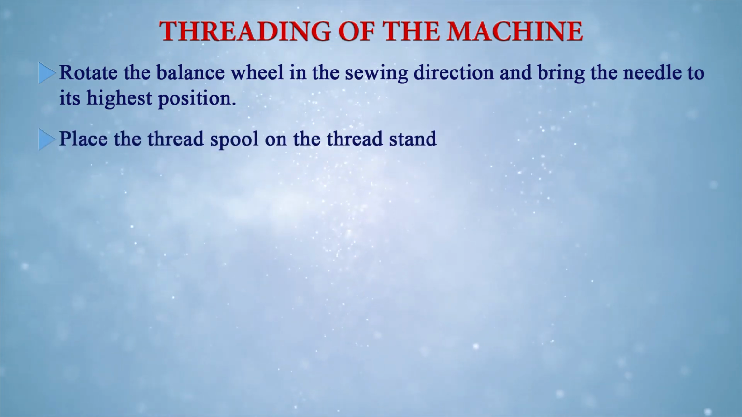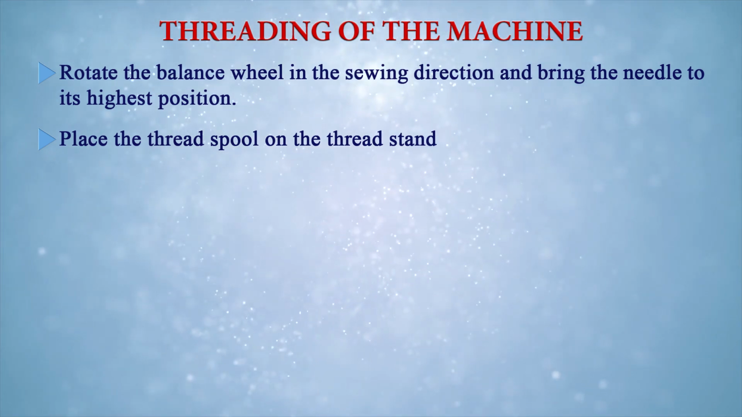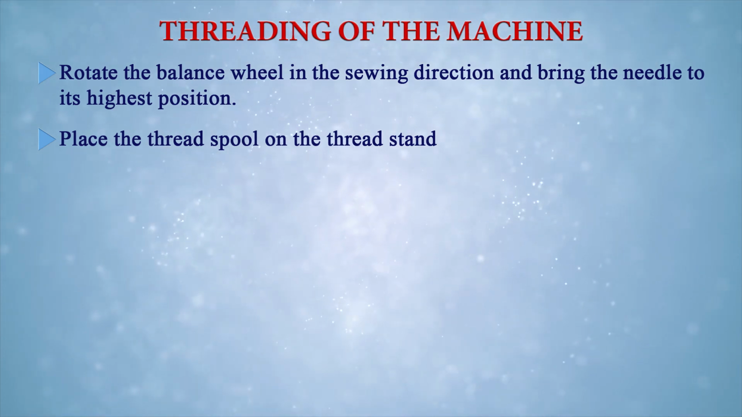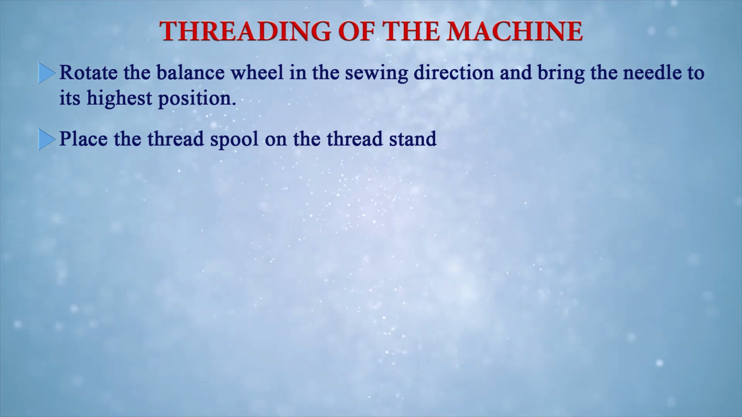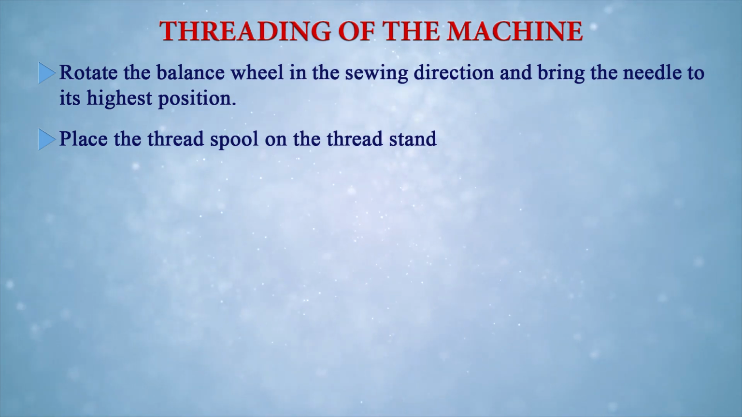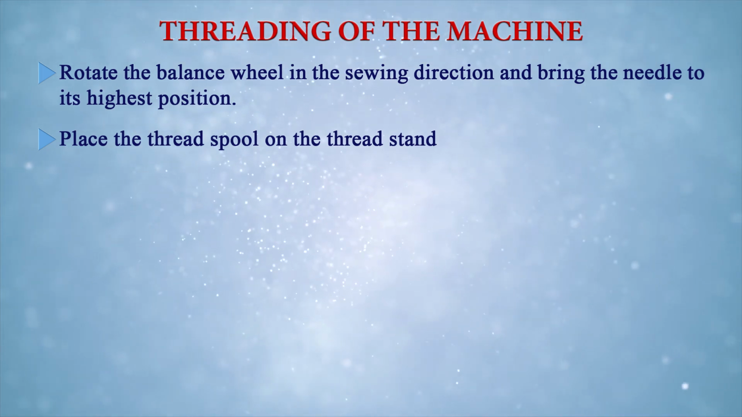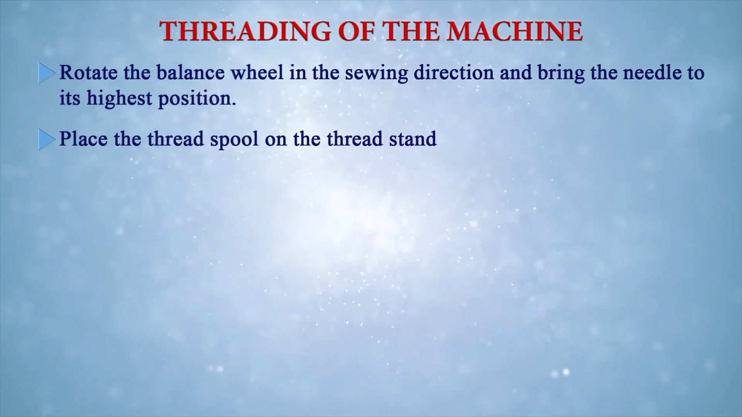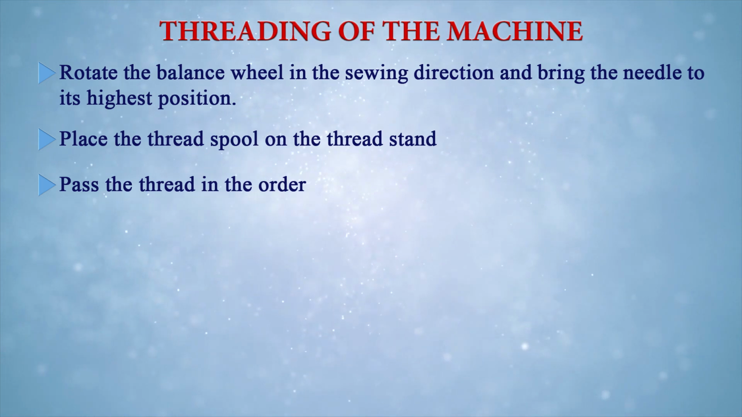Then we place the thread spool on the thread stand. The thread we get in the market is wrapped on a spool, so we set it as a thread spool. When you look at a sewing machine, on the right side, near the balance wheel, there is one thread stand. So we put the thread spool on the thread stand, then pass the thread in order.